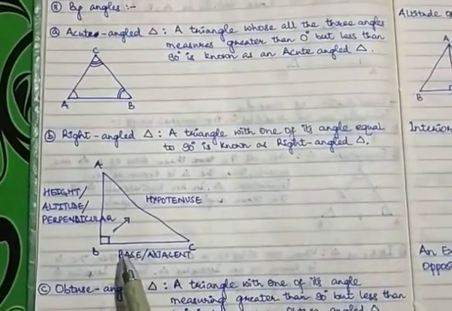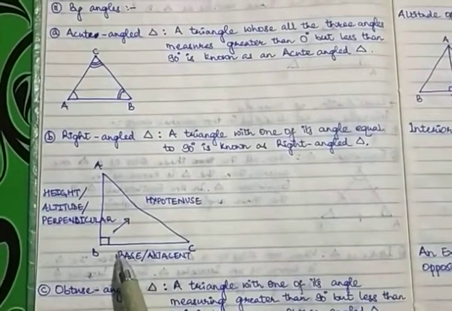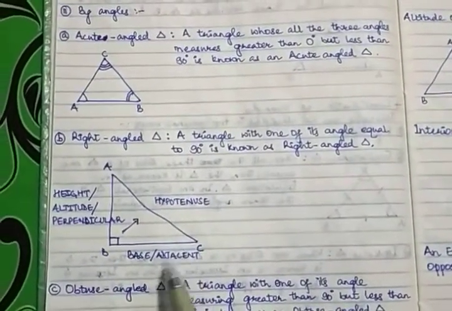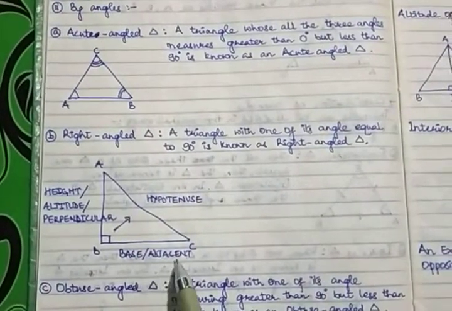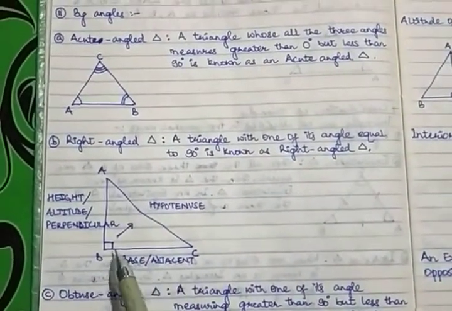The base side, that is BC, is known as the base, and it is also known as the adjacent, where the 90 degree angle is formed.